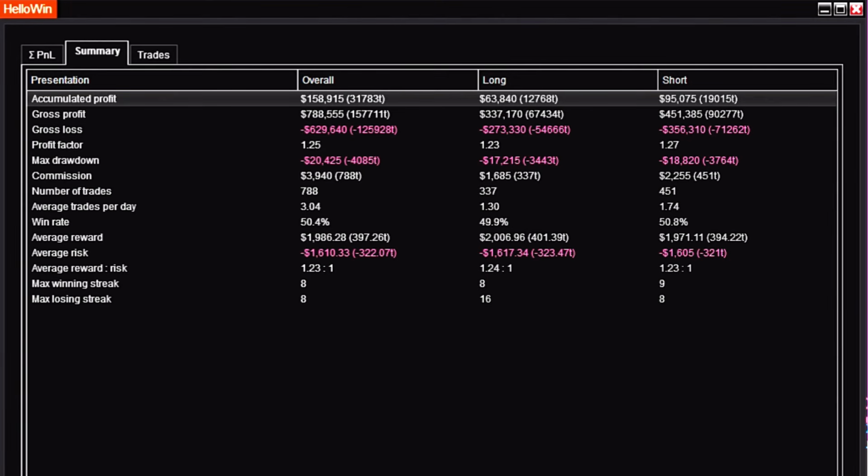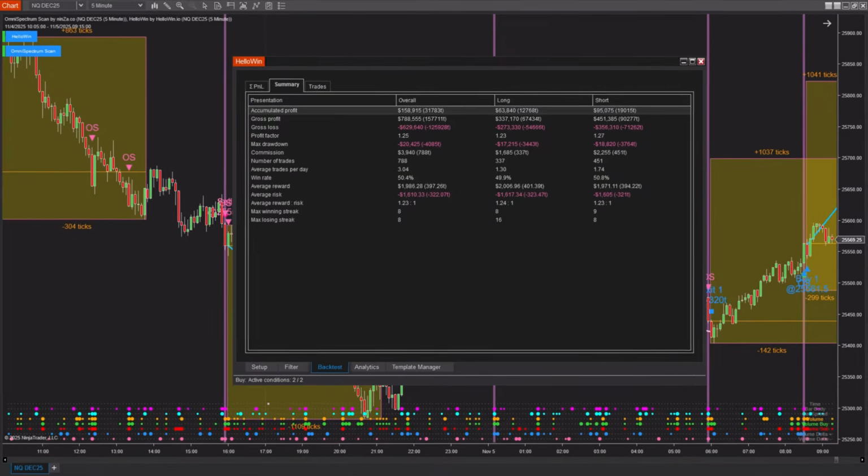The profit factor comes in at 1.25, showing that total gross profit clearly outweighs total gross loss over the entire test period. The maximum drawdown of $20,425 is well within acceptable levels when compared to the overall profit of nearly $160,000. And the maximum losing streak of only 8 trades helps maintain a smooth equity progression without major interruptions.